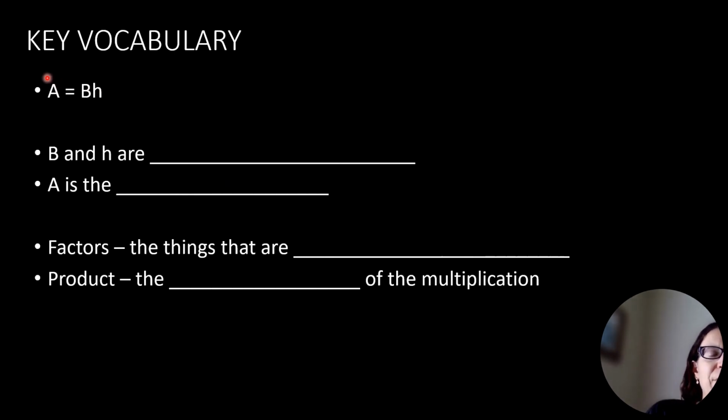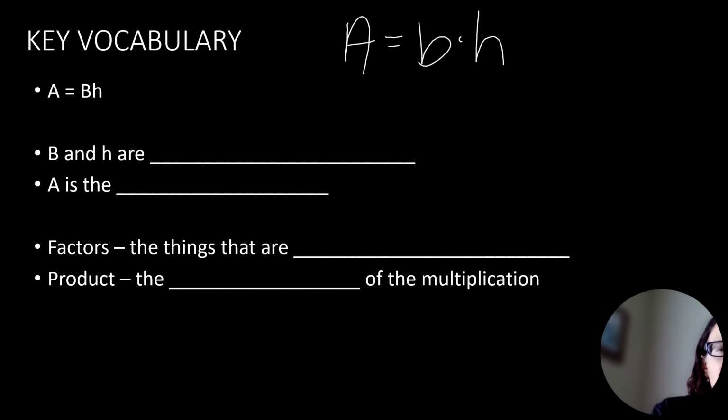So key vocabulary here. This is a formula from middle school geometry. The area of a rectangle is equal to the base times the height. I probably should have used a lowercase b there. I'll try to edit that on the actual one in class. I think it just defaulted to a capital B. It probably should be lowercase b there.